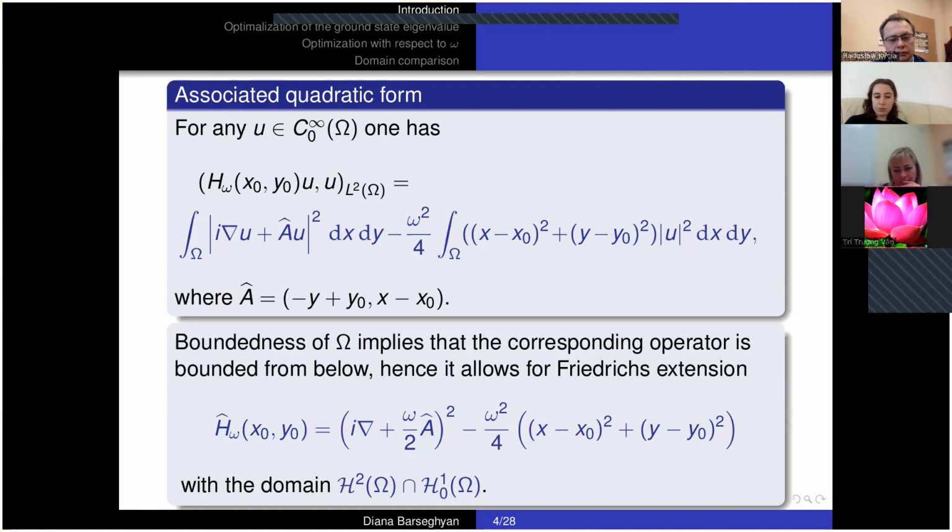Also, one can prove that the domain is the intersection of these two Sobolev spaces, H2 and H10. This means that these are the functions from the Sobolev space H2 with trace equal to 0, so the values of the trace of the function u at the boundary are equal to 0. And here you have again the magnetic Laplacian part and the electric part.